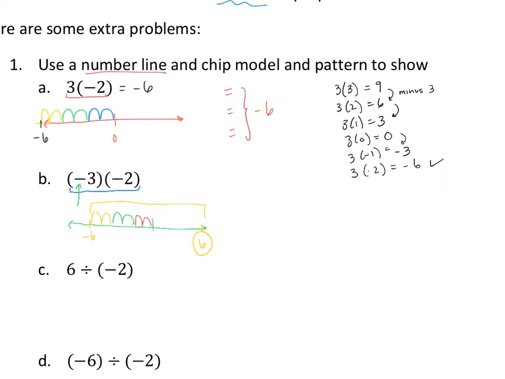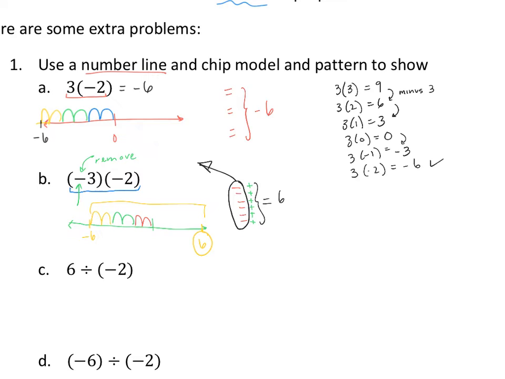With the chip model, we're seeing that negative as a remove. So if we're going to remove 3 sets of negative 2, we need to have some negative 2's in there. So 3 sets of negative 2, but we really need to start with a 0. So I'm going to make sure that this is really 0. There we go. So it's all even. And so if we're going to remove 3 sets of negative 2, we're going to take all those, remove them. All that we have left is 6 positives.